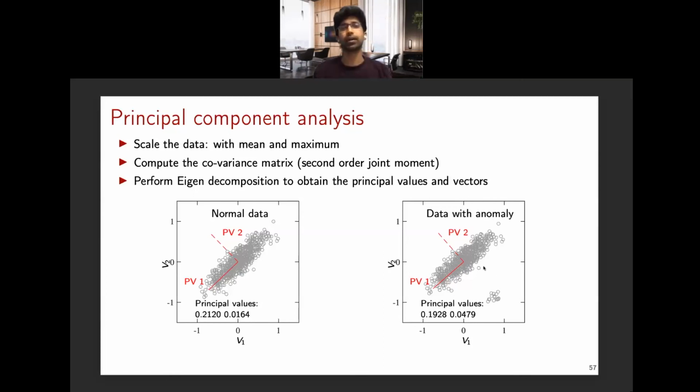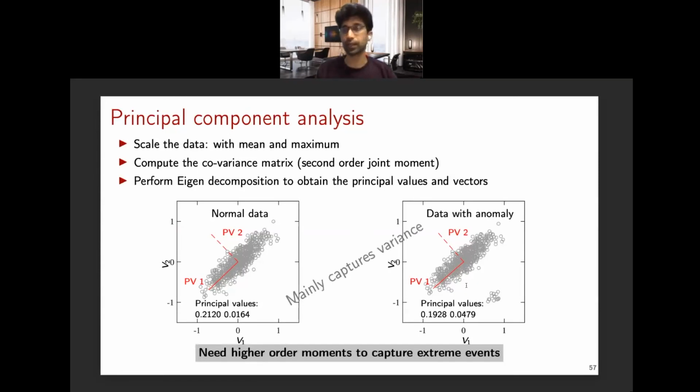In the second case, where we have the data set with an anomaly, we do the same analysis and we find that there is hardly any change in orientation of the principal vector, nor a significant change in the values of the principal values. So the conclusion here is that if you do traditional dimensionality reduction or use elliptic envelope kind of methods for anomaly detection, you will not be able to find the signature of these points in these analyses. These second order moments mainly capture the variance in data, but what we are interested in is higher order moments and extreme events.